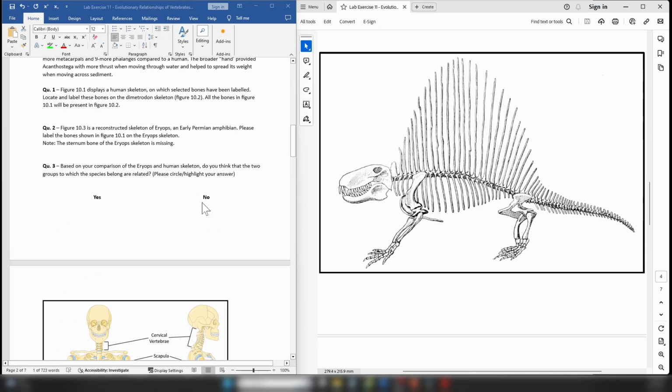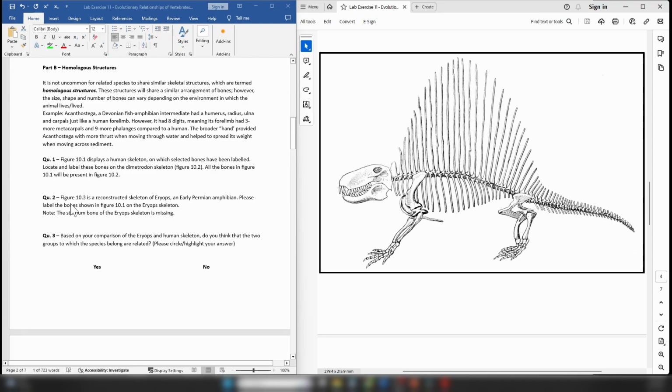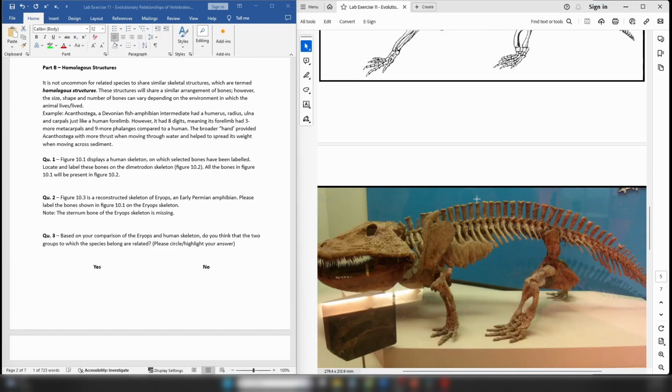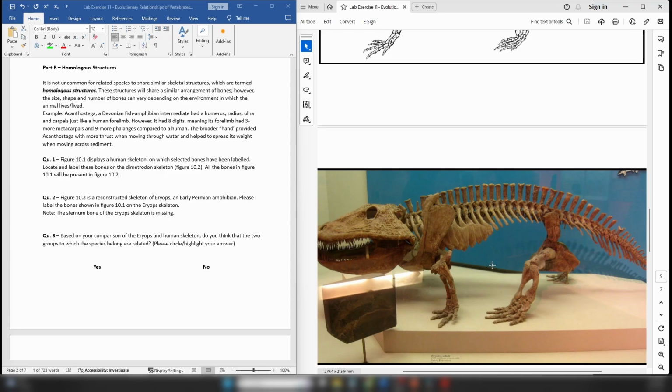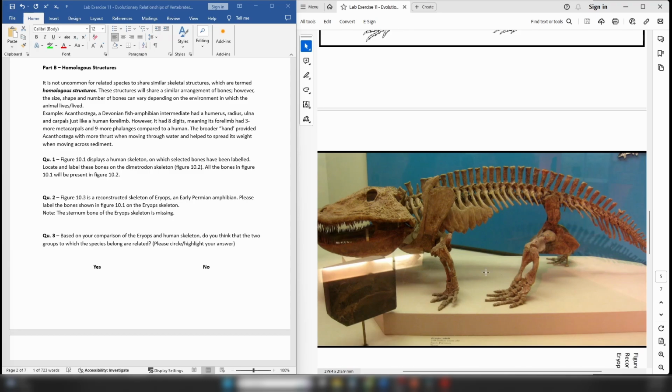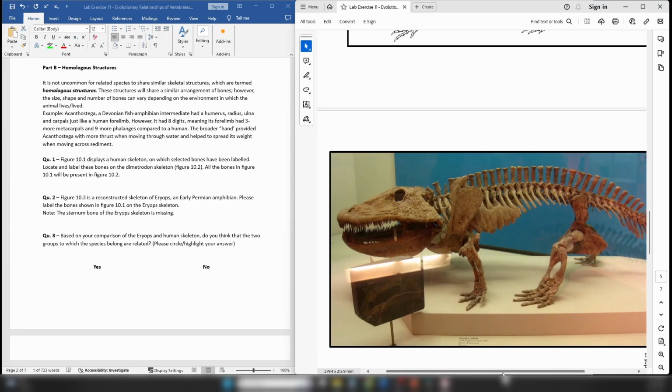Okay, so for question 2, it's going to ask you to look at another figure, and in this case, it's going to be this figure here. So this is the organism Eryops, an early Permian amphibian, and you're thinking, right, that looks nothing like a frog, and you would be right. But it does have amphibian features, and we know it is part of that family. But it was a carnivorous amphibian, and you can tell that, if I just move over to the left here, by the fact it has these rows of spiky teeth designed for latching onto prey and essentially using it to kill them.